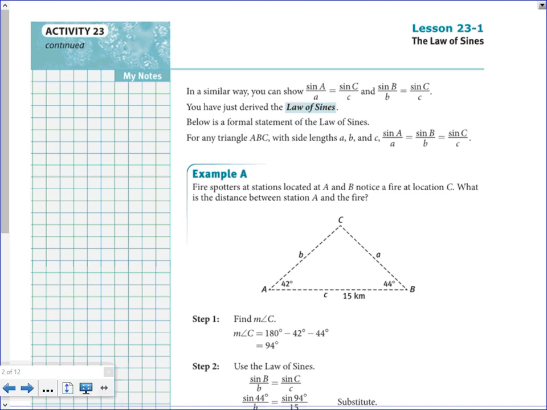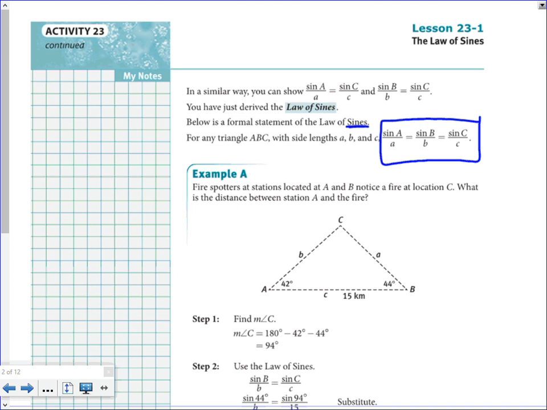So they say, here is the formal statement for the law of sines. For any triangle ABC with side lengths A, B, and C, this statement holds true. Sine of A over A is always going to be equal to the sine of B over B, which is always going to be equal to the sine of C over C. So something to note here: this is called the law of sines. This does not hold true for cosine or for tangent. This is only for the sine.